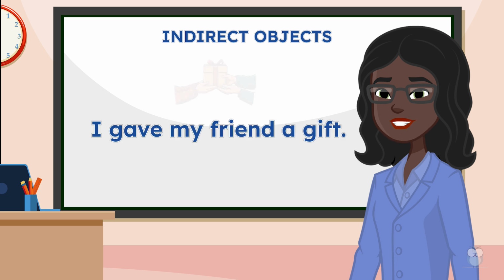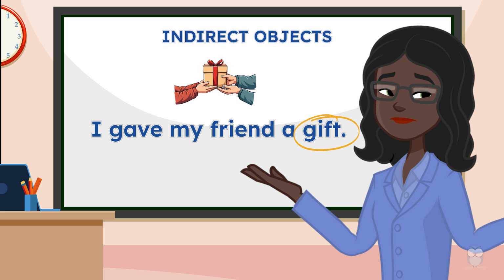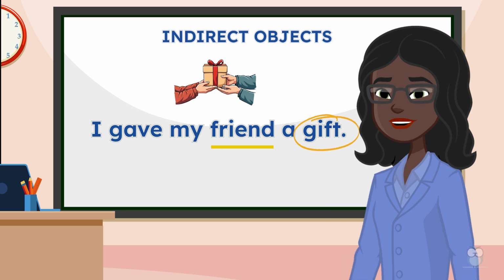I gave my friend a gift. In this sentence, a gift is still the direct object because it's the thing being given. It's receiving the action of the verb. But who is receiving the gift? Friend. And that's the indirect object, the person or thing receiving the direct object.